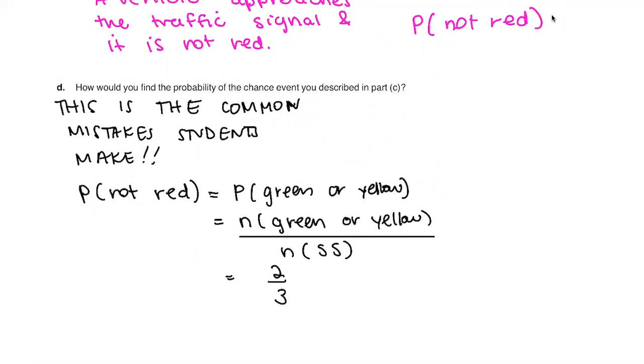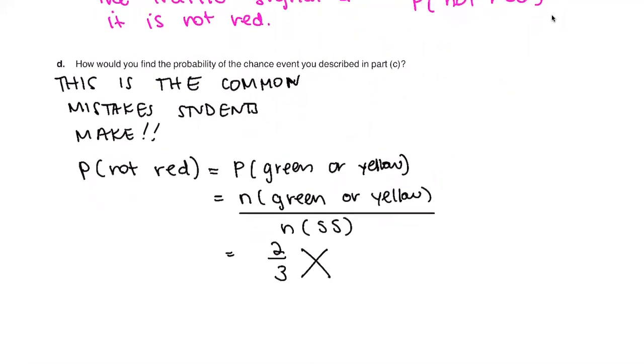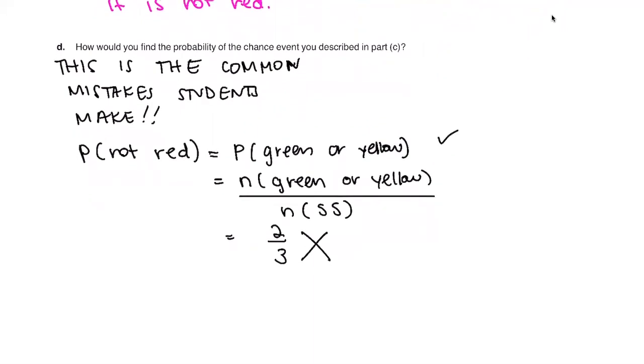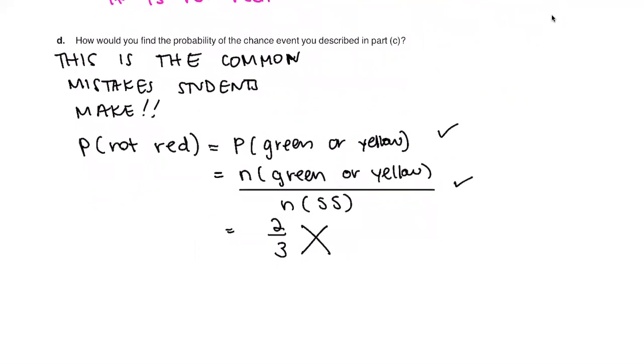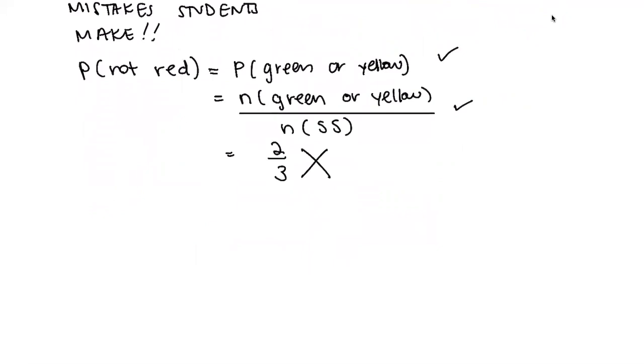Oh no, it's not going to be 2/3. We want to look a little bit more precisely. So we were good up to this point, and this was okay too, but that 2/3 is not correct. Let's go back to pink and try to find the probability of not red.